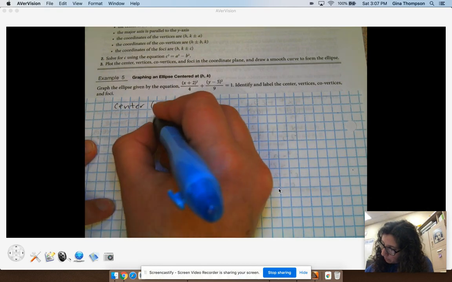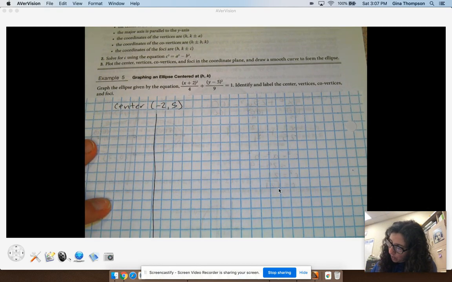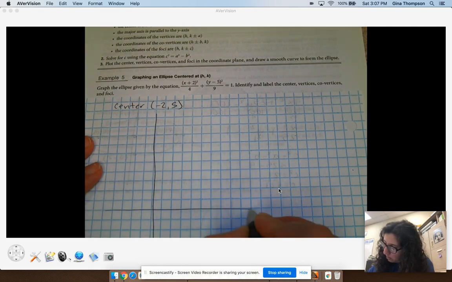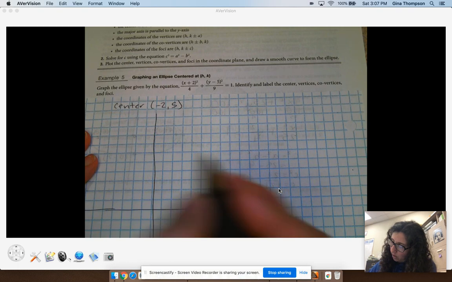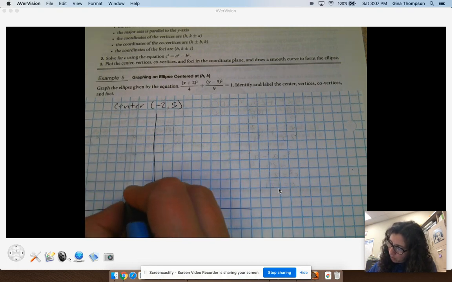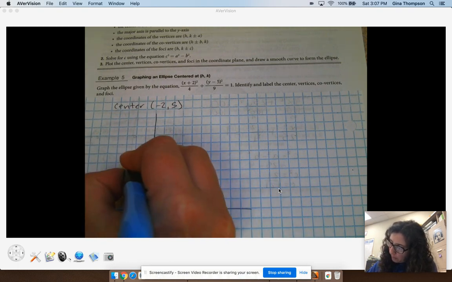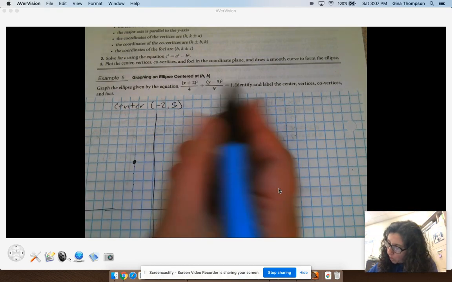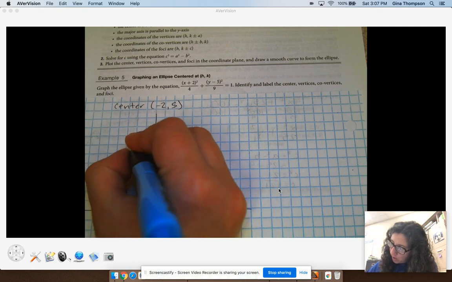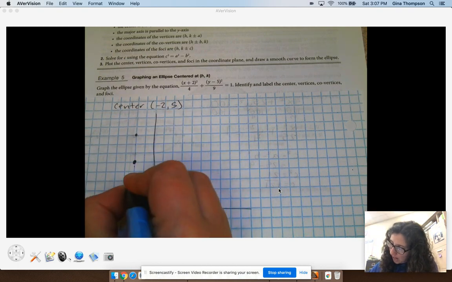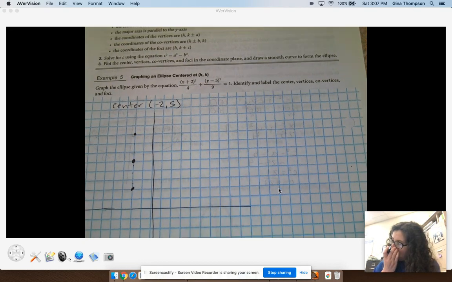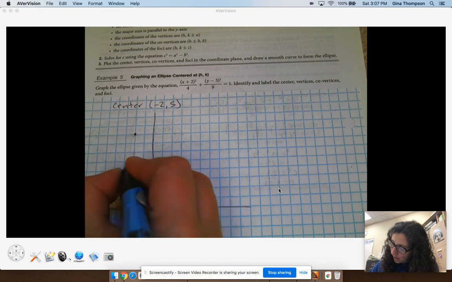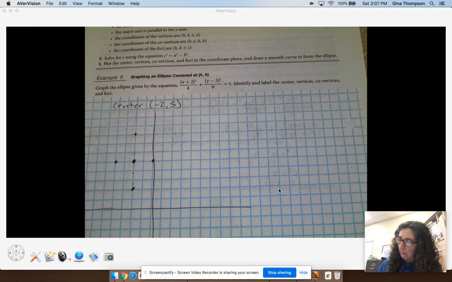Let's think for a minute. If our center is negative 2, 5, well, I guess I did that wrong. All right, so negative 2, 1, 2, 3, 4, 5. Here's our center. Our major axis is along the y-axis, and it's a distance of 3. So we'll go 3 units up and 3 units down. And our minor axis is x. We'll go 2 units either direction in the x direction.